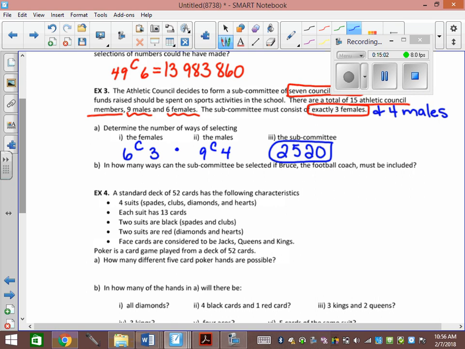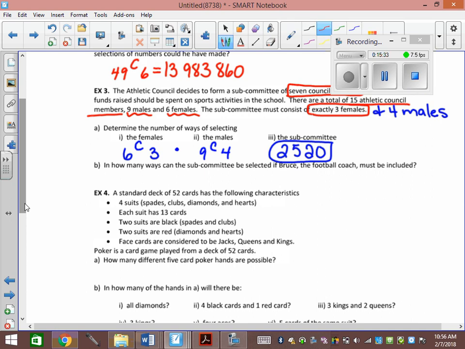The next one says, in how many ways can the subcommittee be selected if Bruce, the football coach, must be included? The only catch on combinations when you actually have a restriction is it just makes you be able to choose less after you deal with the restriction. Okay? Now, on the diploma, they would probably have to say, in how many ways can the subcommittee be selected if Bruce, the male football coach, must be included? Because some people might be like, well, Bruce is a female. They would fight me. So they'd have to say Bruce, the male football coach, must be included.